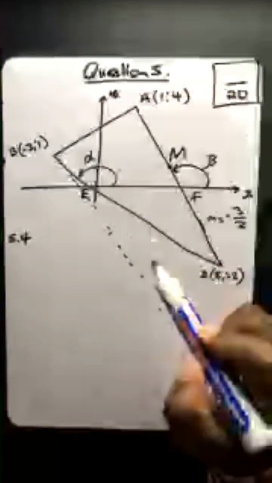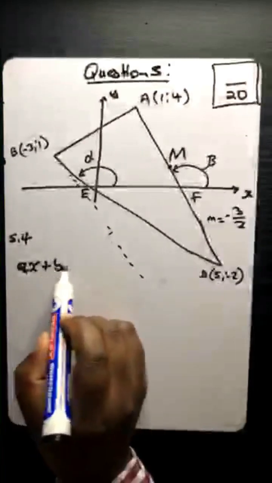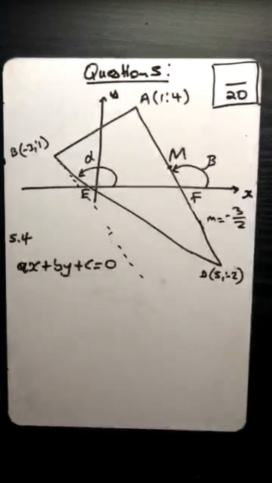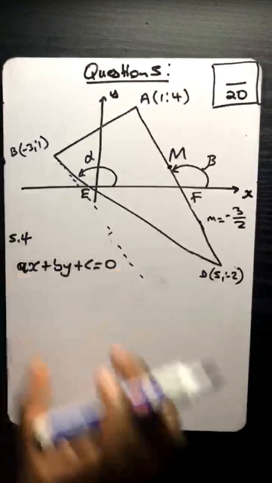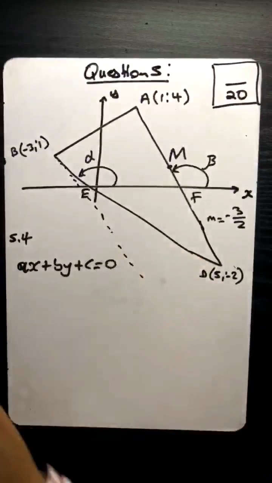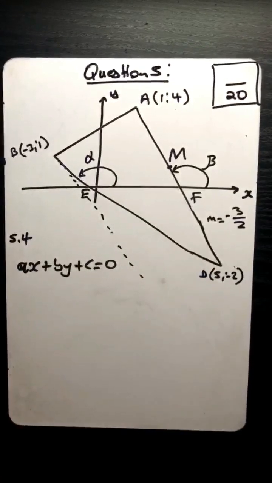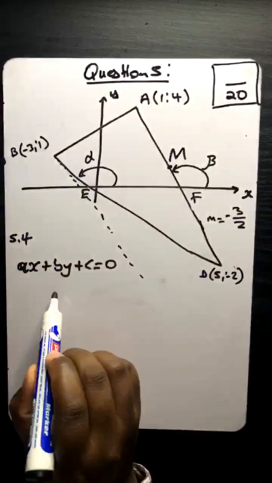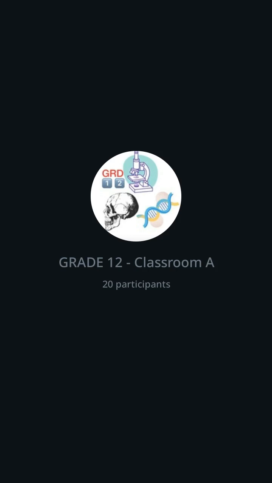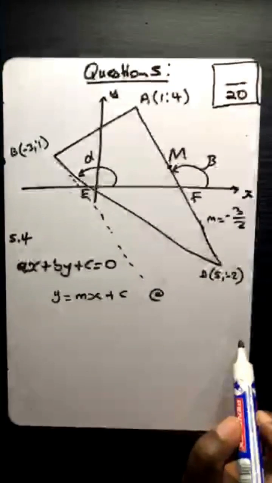Determine the equation of line BC in the form ax plus by plus c. Can you see how they want the format of that? But we do know very well that the general equation of a straight line is y equals mx plus c.